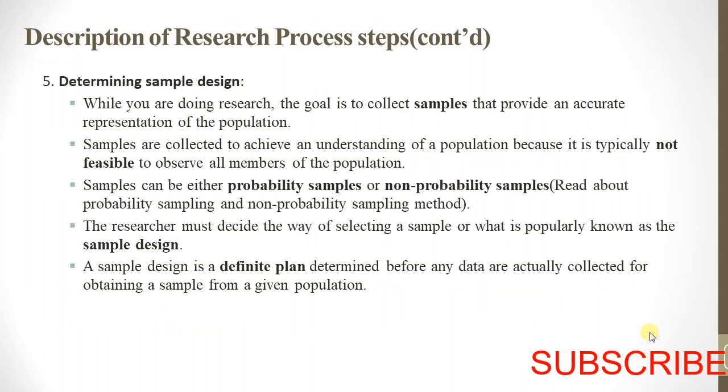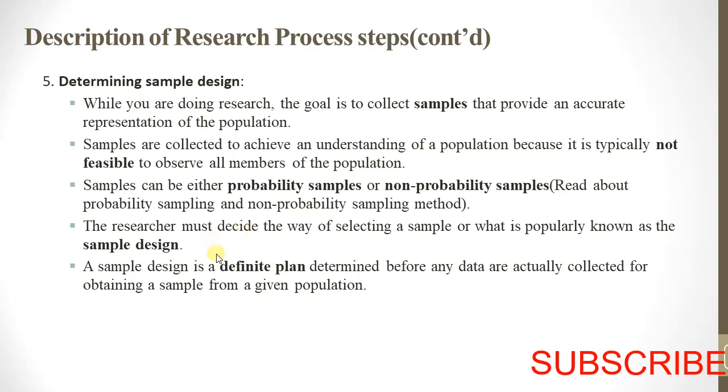5. Determining the sample design. While you are doing research, the goal is to collect samples that provide an accurate representation of the population. Samples are collected to achieve an understanding of a population because it is typically not feasible to observe all members of the population. A sample can be either a probability sample or a non-probability sample. Read about probability sampling and non-probability sampling methods.